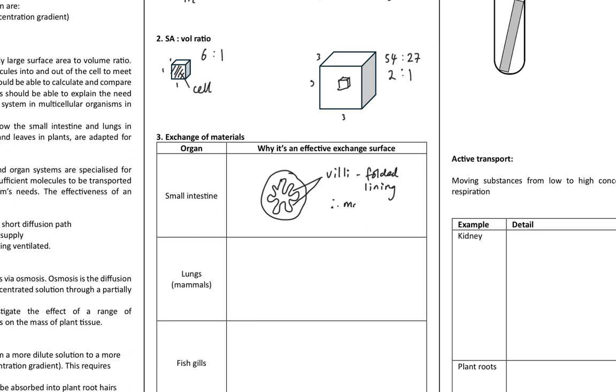Therefore, more places for absorption of nutrients. Absorption. Okay, that's what I want to focus on there. It does squeeze food along, so it helps to maintain the concentration gradient. But let's just think of surface area on this one.